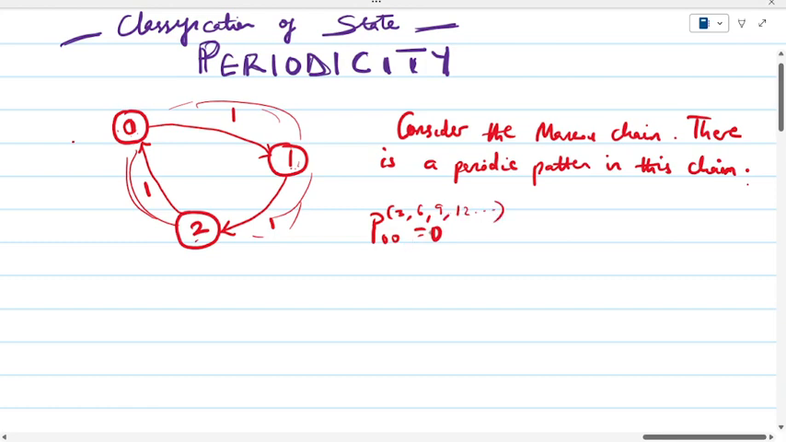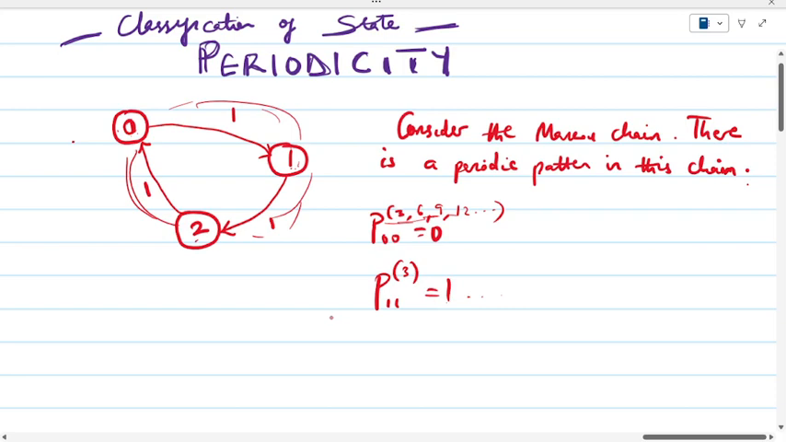So in other words, the probability of moving from 0 to 0 over n steps is positive for n equals 3, 6, 9, 12. So if I start from 1, at every 3 steps, at n equals 3, you will be returning back to the same state. The probability from 1 to 1 over 3 steps is equal to 1. Over 6 steps it is equal to 1.